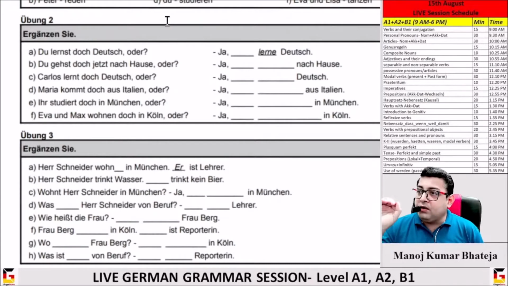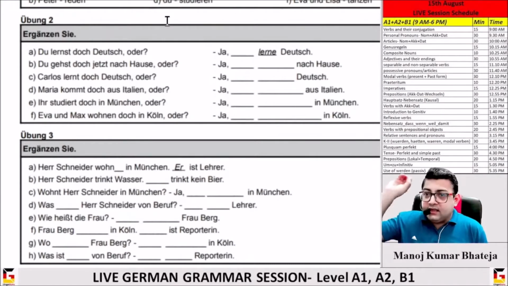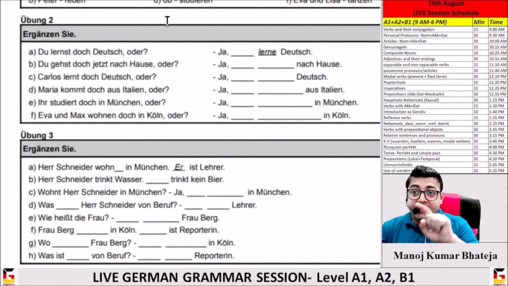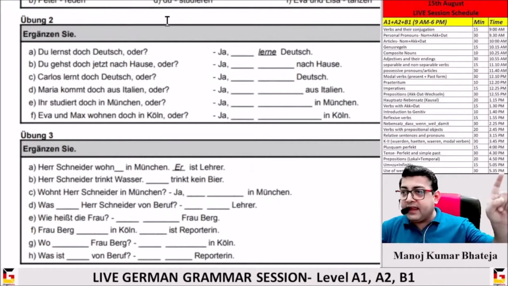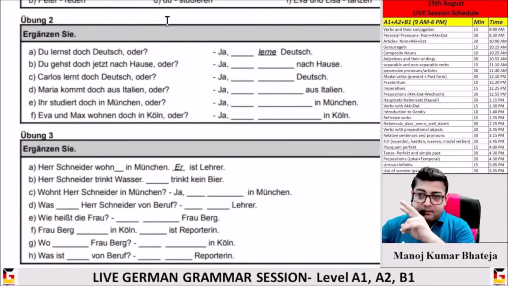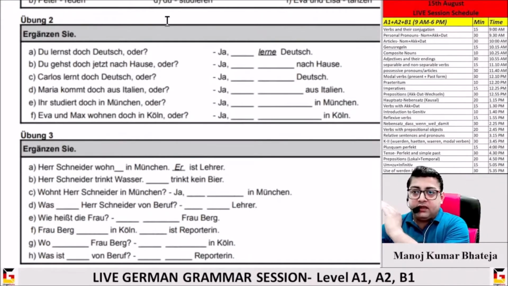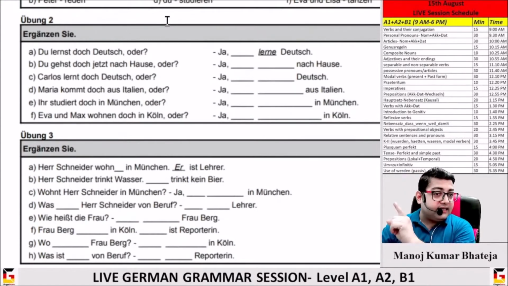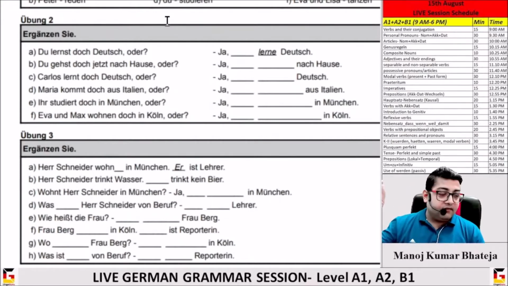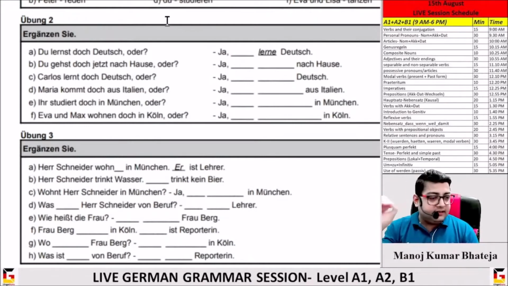Right. Eva und Max wohnen doch in Köln, oder? So Eva and Max, they are living in Cologne. Or how will I write? Yes, it's we, they, you. What do I write? Third person. We are talking about a group of third persons. Yeah, wir or sie or they. What will I write? Wir wohnen in Köln. Du wohnst in Köln. Er wohnt in Köln. Sie wohnt in Köln. Or sie wohnen in Köln.